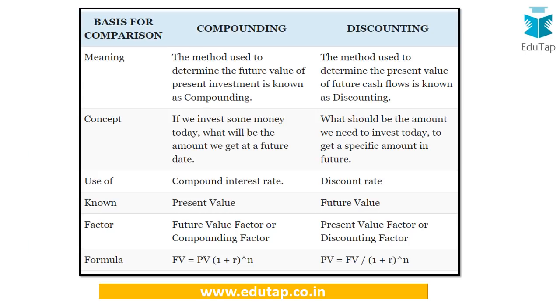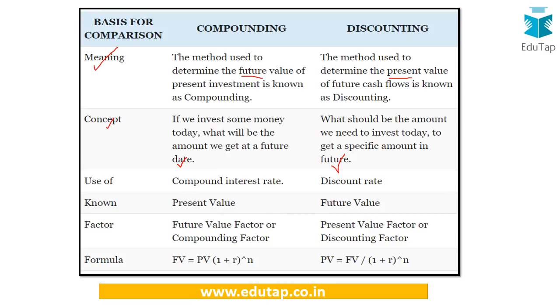Now there are some other differences also which can be highlighted between these two terms. The first basis for comparison is the meaning of these two terms, and we are all aware of the meaning. Compounding is going to determine the future value and discounting is going to determine the present value. Now in the concept part, if we invest some money today, what will be the amount at a future date? This is the concept of compounding. And the concept of discounting says what should be the amount you need to put in today in order to get a certain amount in future.